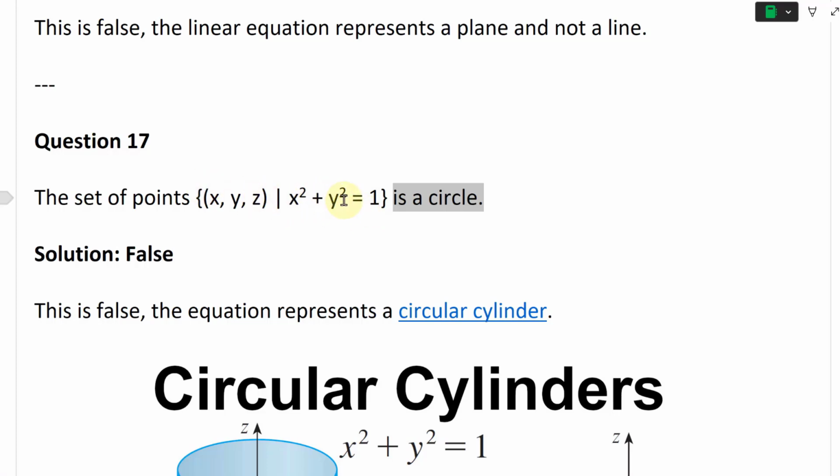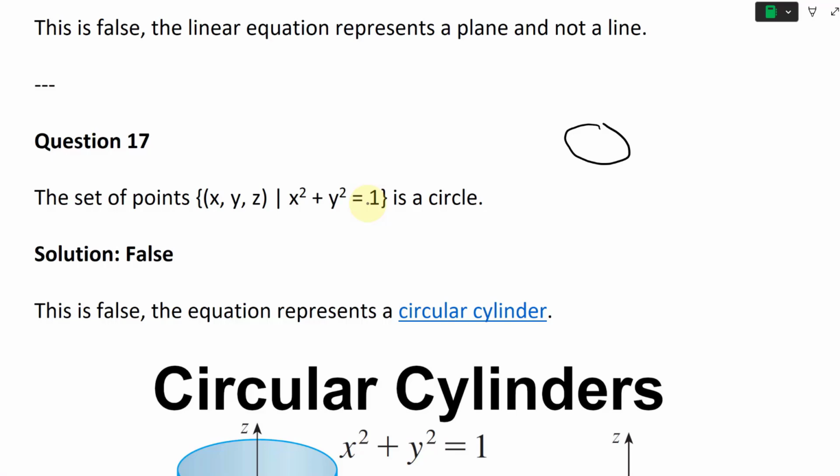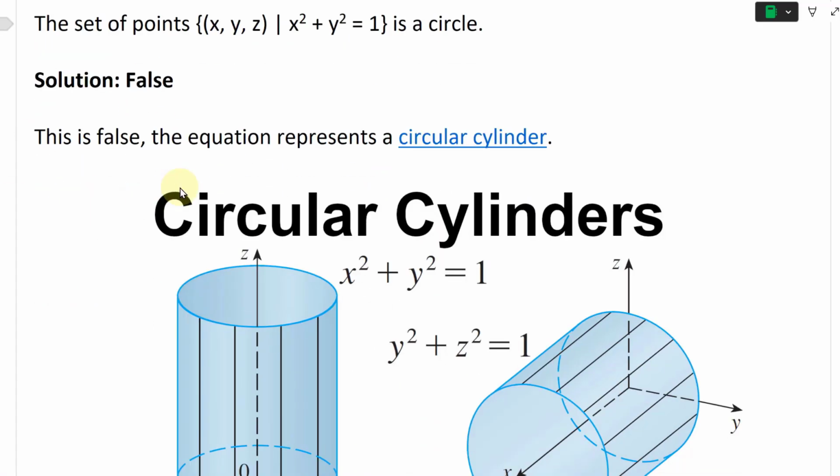For every point here, you're going to have an infinite number of points. This is an equation of a circle, but it's in 3D, so you're going to have a vertical component. I'll draw this. It's a circle in the XY plane, and then you have the vertical z component for every single point. So in other words, we have a circular cylinder. So the solution is false. The equation represents a circular cylinder.